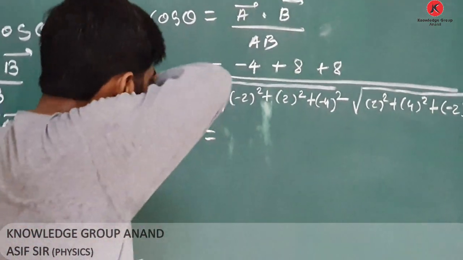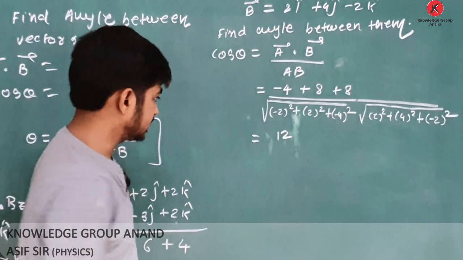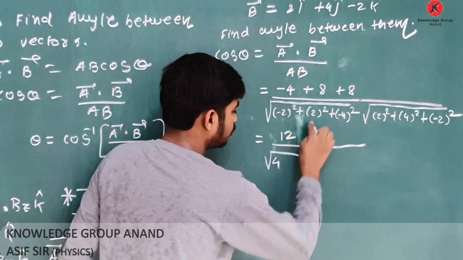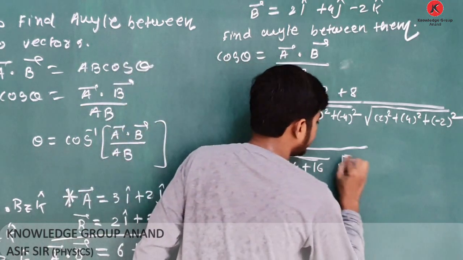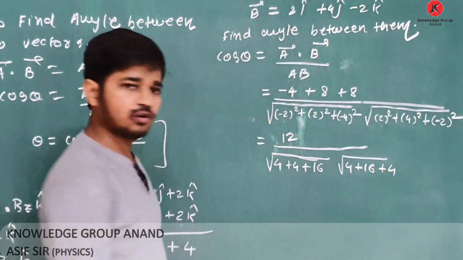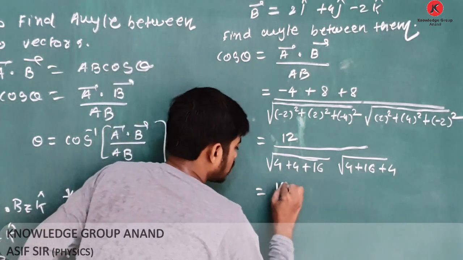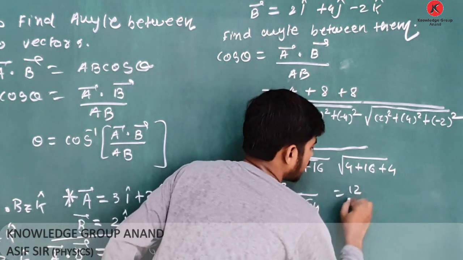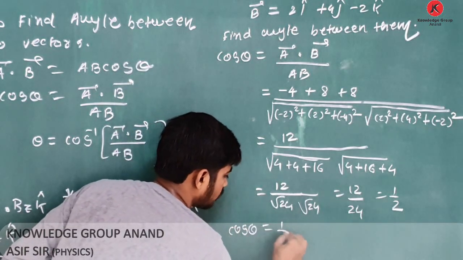Now 8 and 8, 16. 16 minus 4, yes, it will be 12. Divided by under root of 2 square, 4, 4 square, 16, 2 square, 4. Now 16 plus 4, 20, plus 4, 24. So it is equal to 12 upon root 24, and here it is also root 24. So it is 12 upon 24, which is 1 by 2. So now cos theta is equal to 1 by 2.